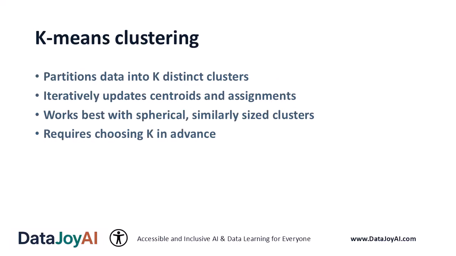K-means clustering. K-means takes a different approach by partitioning data into K clusters. It starts with random centroids, assigns points to the nearest one, and recalculates centroids until the clusters stabilize. It works well when clusters are roughly spherical and similar in size.